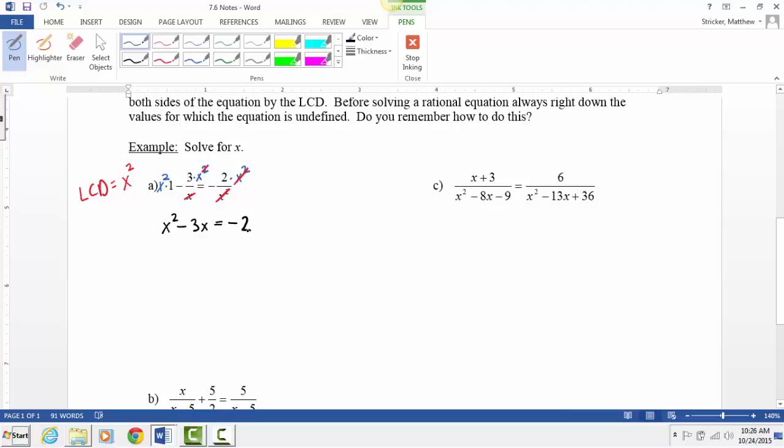Okay, now that we've gotten rid of the fractions, we still have some more work to do. What type of equation is this? How do we solve this? This is a quadratic equation. How do we solve quadratic equations? The way we solve it is we set the whole equation equal to 0. That's what we do first. And then we factor.